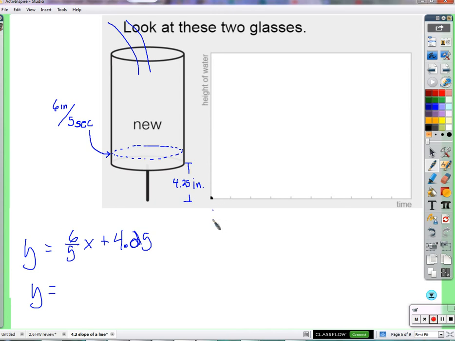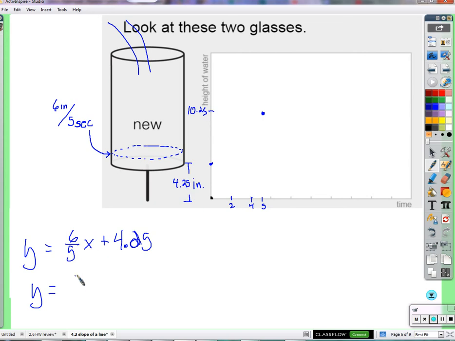Alright, so 5 seconds later it should go up 6 inches, right? It starts at 4.25 right there. 5 seconds later, let's call this 2 seconds, 4 seconds. This is 5 seconds. After 5 seconds, it should go up how many more inches again? 6 more inches. That should put us at 10.25 inches, right? Yep. Let's take a look.